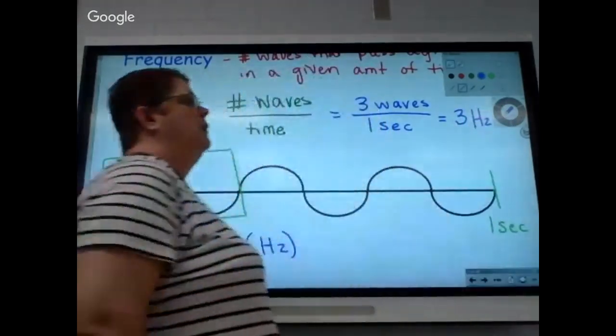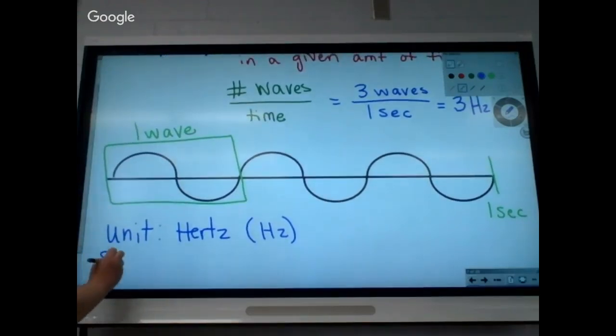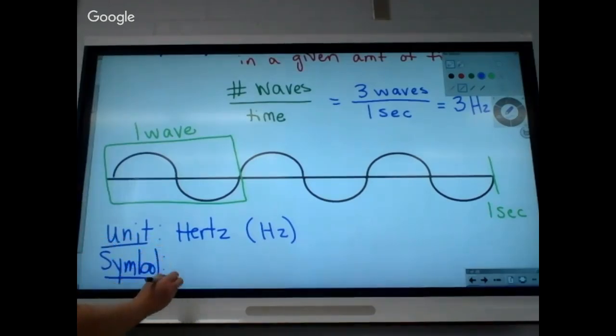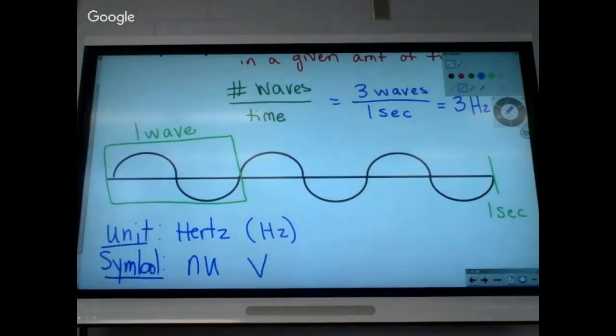Okay, 3 hertz. Now, the symbol we're going to use, because we're almost to the point we're going to talk about the equation, is a Greek letter, which is nu, an italicized v. Now, I cannot italicize a v on the board, so it just looks like a v. When I type something, it will be italicized, but I cannot italicize anything. So if we just put v, it will be italicized when it's typed. Slanted.